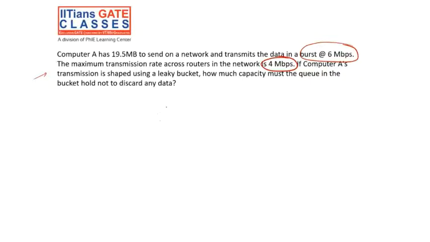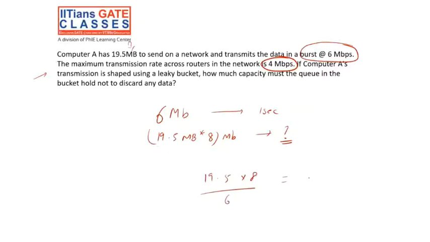So 6 Mb in 1 second. That is the bandwidth, the burst input rate. But how much data do you need to send? 19.5 MB. If you want to convert to bits, multiply by 8. So it becomes megabits. You can calculate that as 19.5 times 8 divided by 6. So around 26 seconds will come.